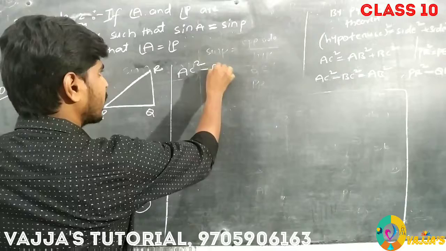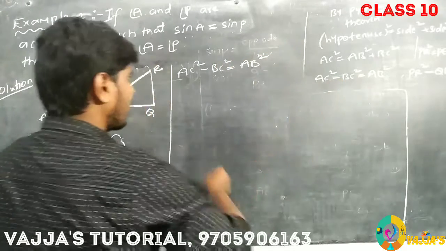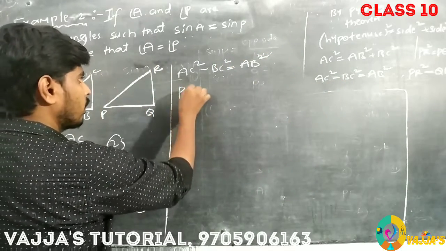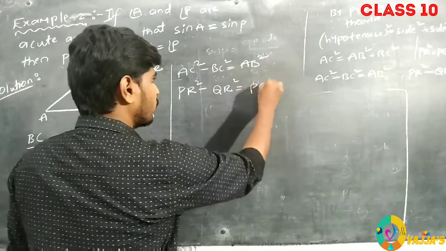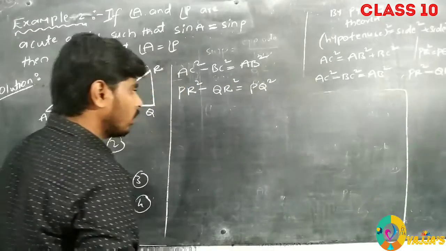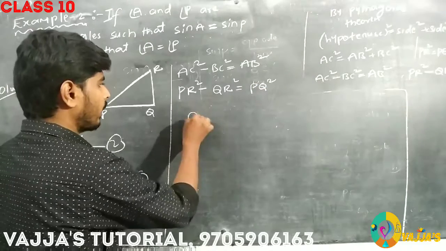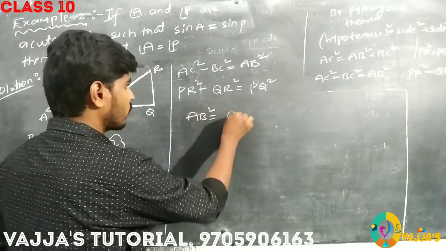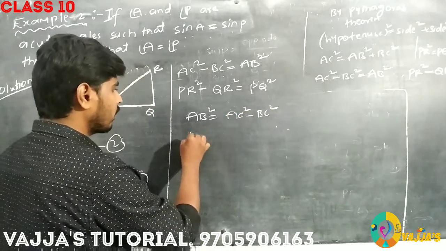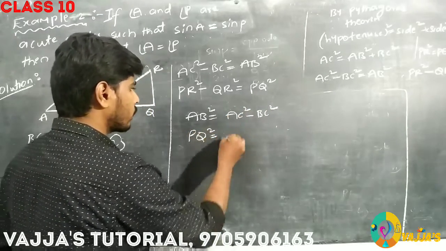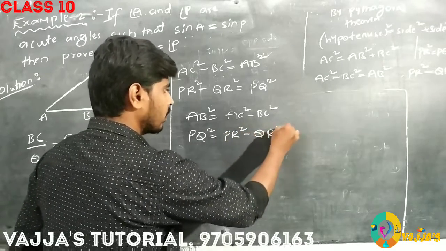AC square minus BC square equals AB square, and one more, PR square minus QR square equals PQ square. So I am taking the ratio between these two equations. This we can write as AB square equals AC square minus BC square, and PQ square equals PR square minus QR square.